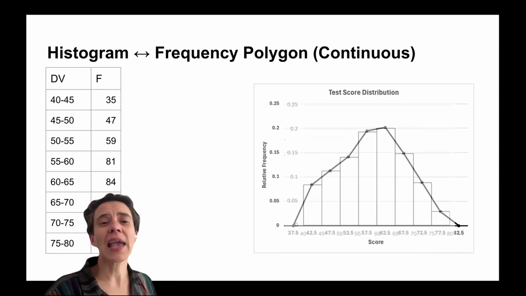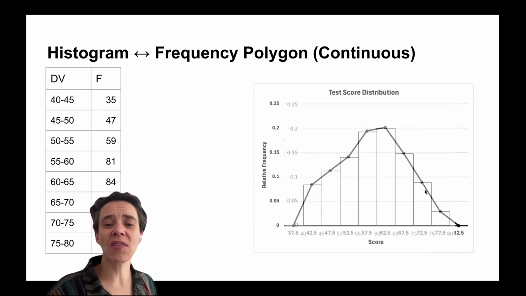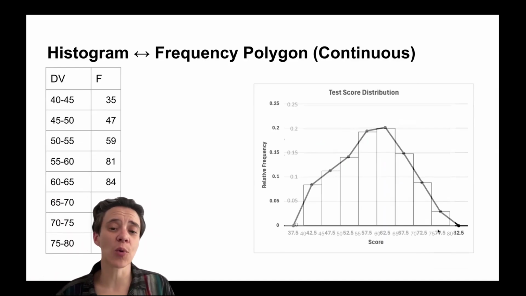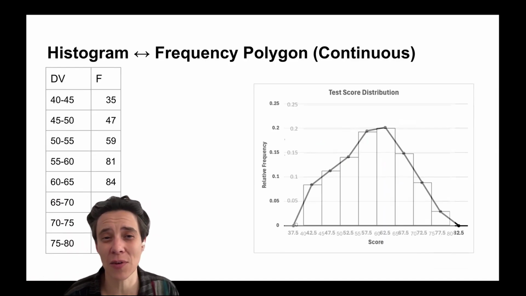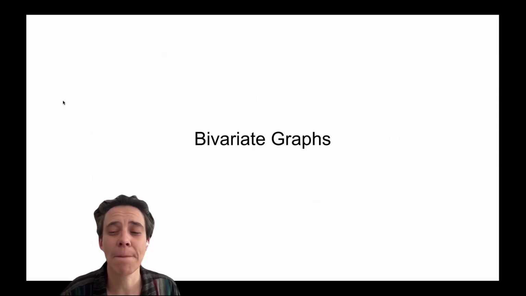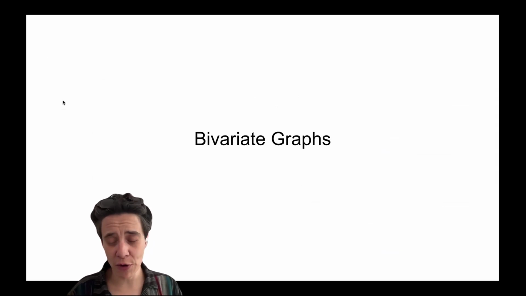Histograms and frequency polygons, again, same general idea as far as overlaying them. But typically, because you're working with bins, any calculations you can do off of them are less precise because you don't know what the actual data values are. Okay, so those are the univariate frequency graphs.